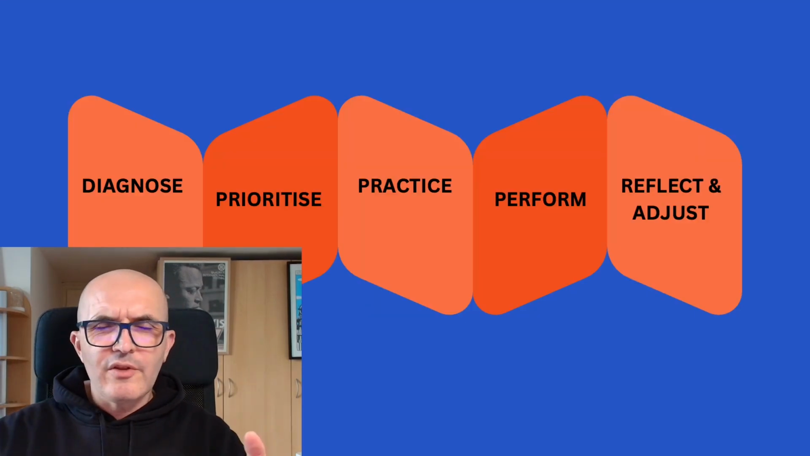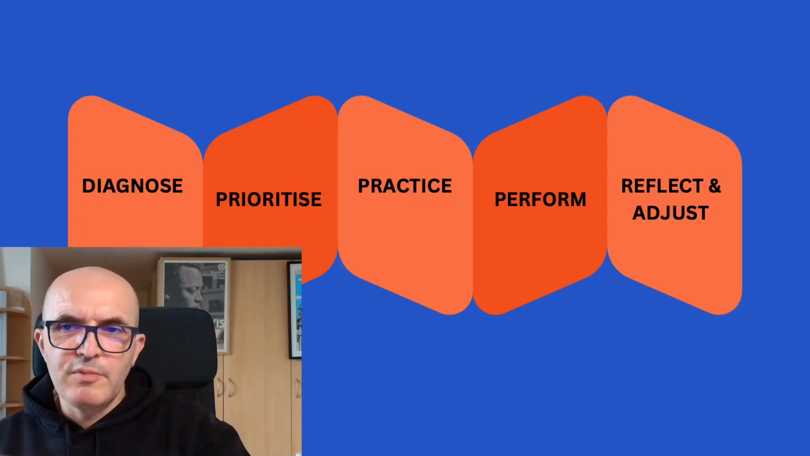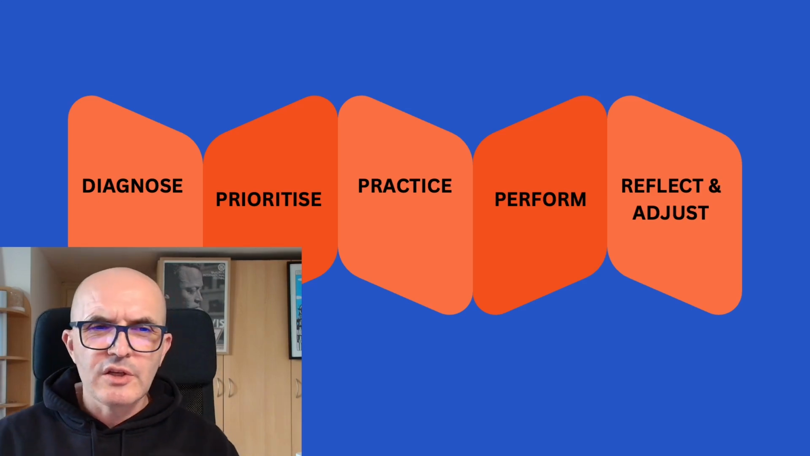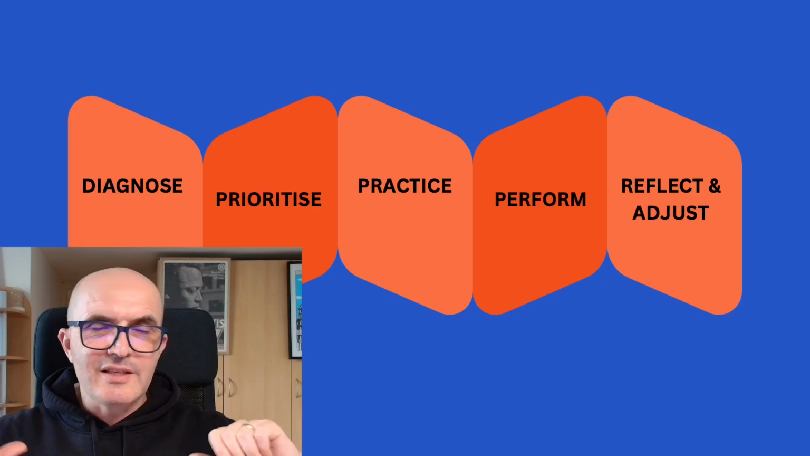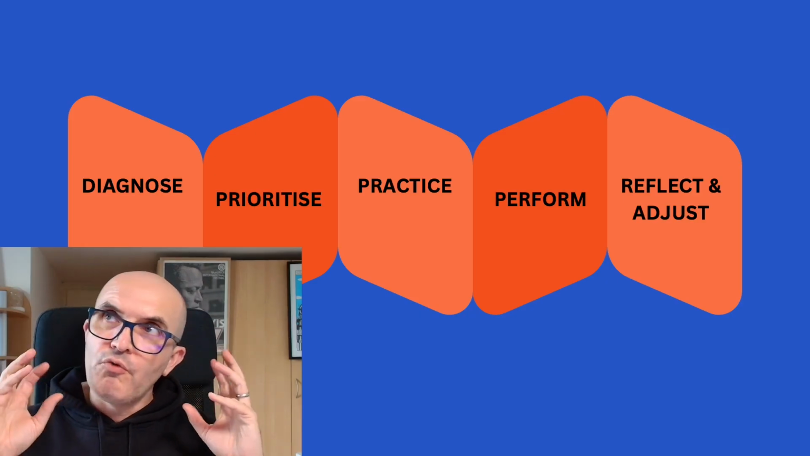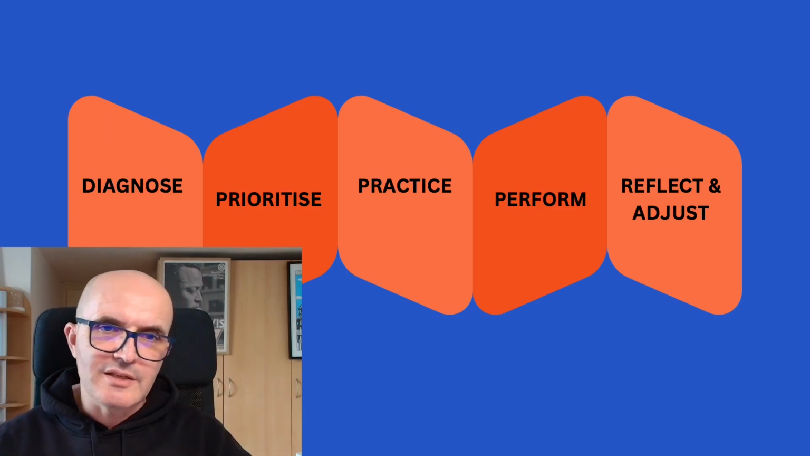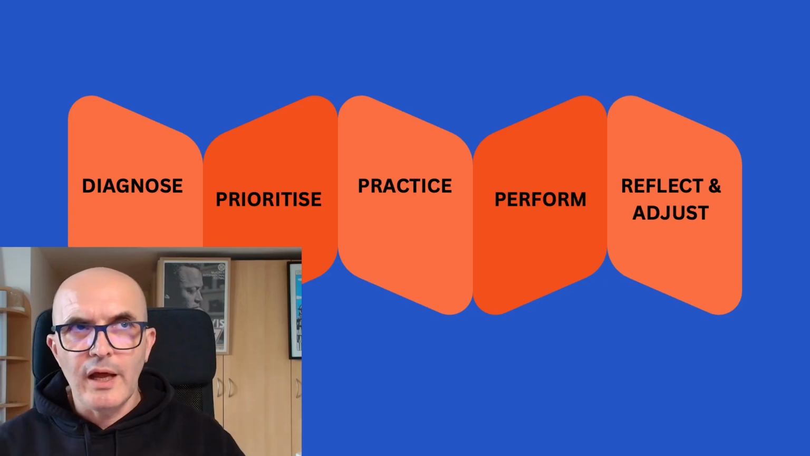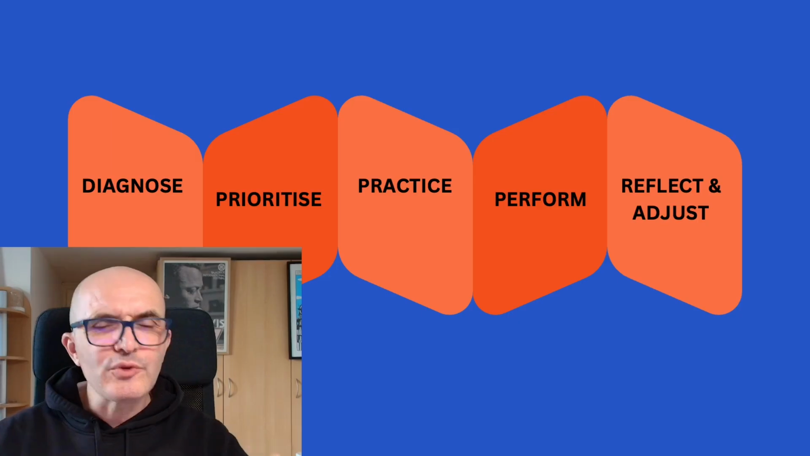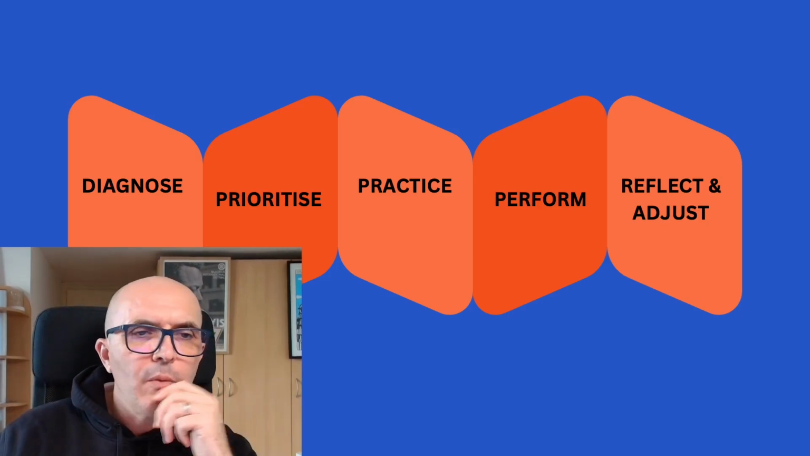All right, so here are the steps: diagnose, prioritize, practice, perform, and reflect and adjust. I would say this is more oriented around capacity in the sense of skills. If you're mainly focused on capacity in the sense of processes and systems, that practice step becomes something more like build or put in practice. But everything else more or less remains the same. Right, let's look at each one by one.